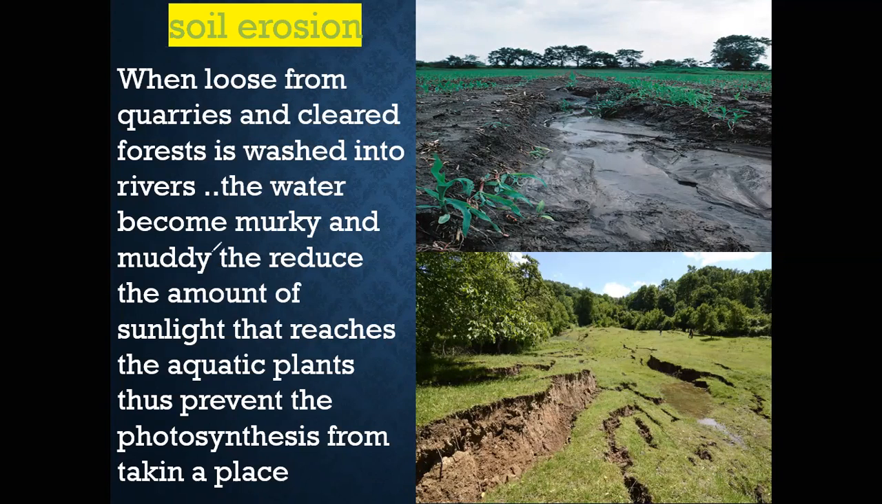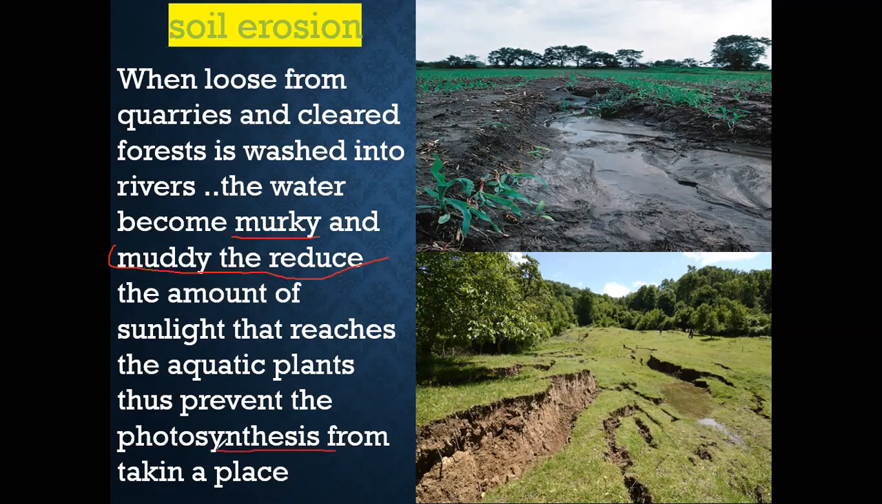Dark. It will be dark. Very good. This will be muddy water. Also it becomes murky. Murky means dark. The water becomes murky and muddy. That reduces the amount of sunlight that reaches the aquatic plants. This prevents the photosynthesis from taking place.